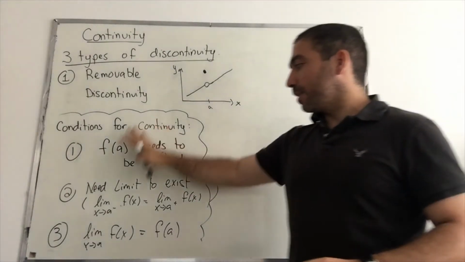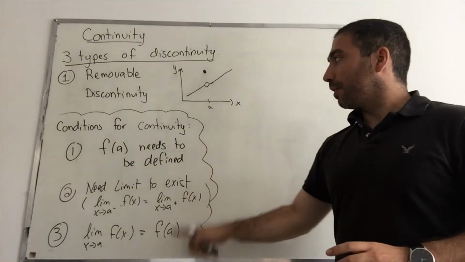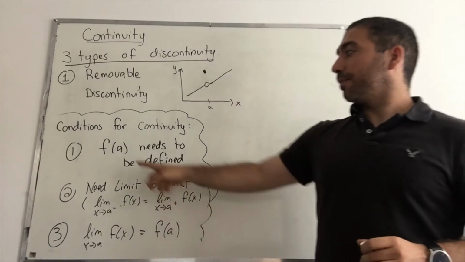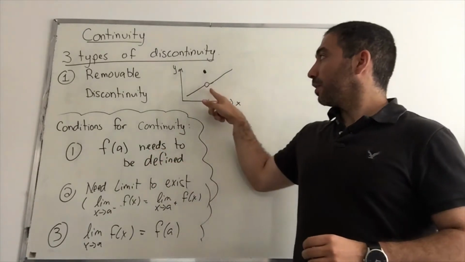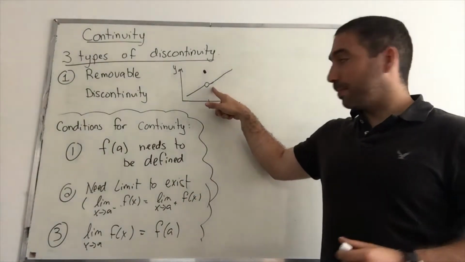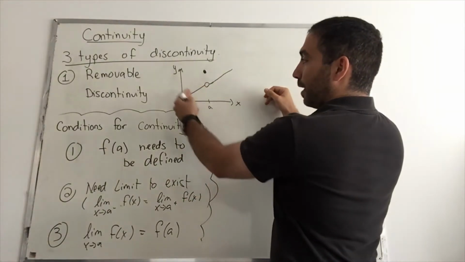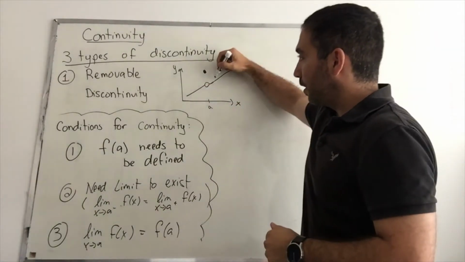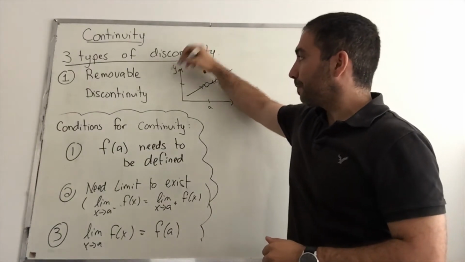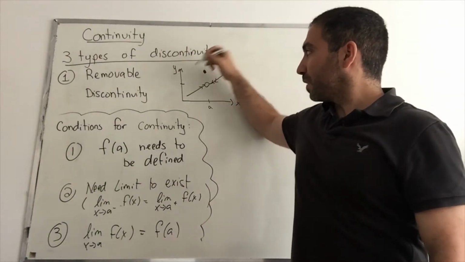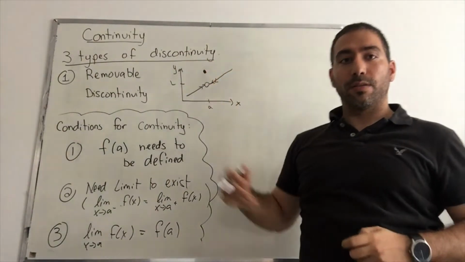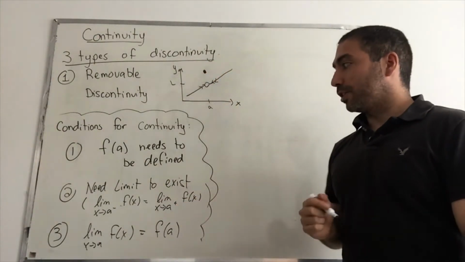And the reason why I kept this is I want you to see which condition fails for removable discontinuity. Okay, so f of a needs to be defined. Condition 1 is fine because the point is defined, it's defined up here. Needs a limit to exist. Again, the limit here exists because the left side of the limit, as we approach a from the left side and as we approach a from the right side, it's approaching the same value, essentially where the hole is. So whatever that value is, let's call this L. From the left and from the right, the function is approaching the value L. So the limit exists. Condition 2 is satisfied.